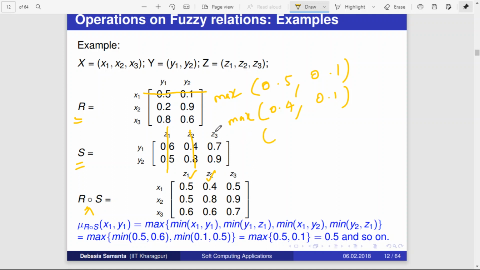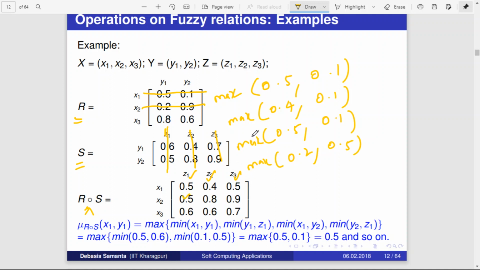Next, first row and third column. So 0.5 and 0.7, the min is 0.5. 0.1 and 0.9, the min is 0.1. So the max of this is what? 0.5. So we got this. Next, second row and first column. So 0.2 and 0.6, the min is 0.2. 0.9 and 0.5, the min is 0.5. So the max of this is what? 0.5. So we got this 0.5.